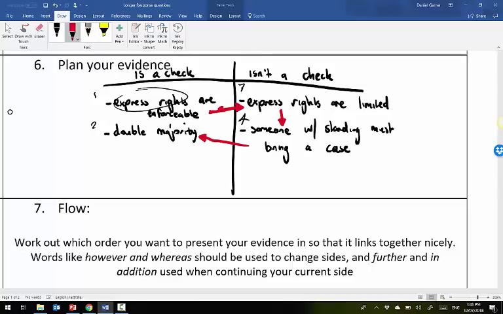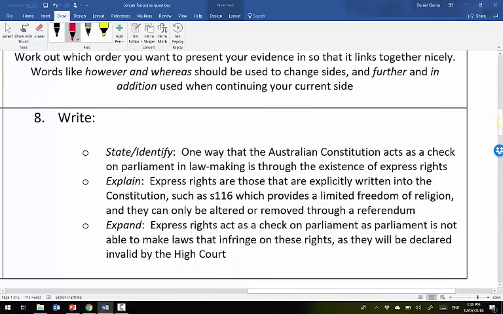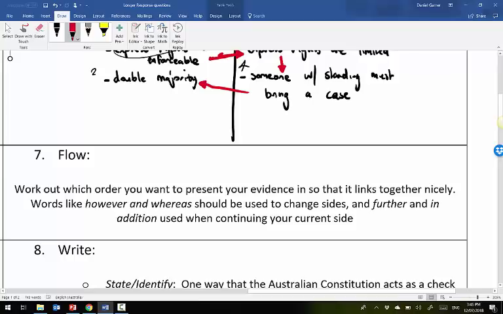Once we've done all of these things, it's then that we get to the point where we actually write our answer. Okay? It's so important that you actually plan this and you don't just jump in and try and write it on the fly. Because as soon as you write it on the fly, you're not going to have evidence that flows together really well.